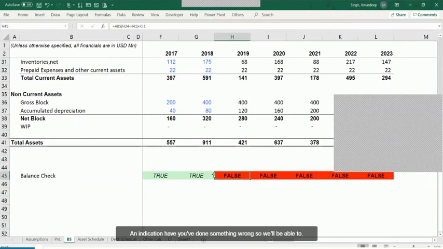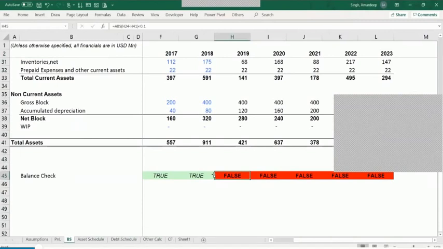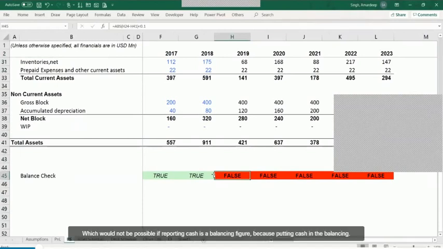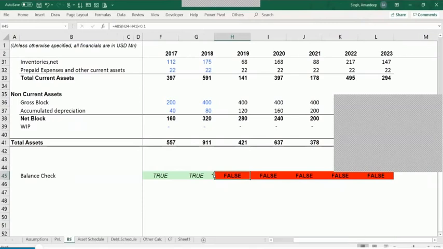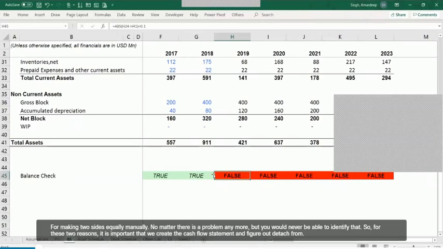So we'll be able to validate the model if you have accounted for the items properly or not, which would not be possible if you're putting cash as a balancing figure, because putting cash as a balancing figure means you're making two sides equal manually, no matter if there is a problem in the model, but we would never be able to identify that. So for these two reasons, it is important that we create a cash flow statement and figure out the cash from it.